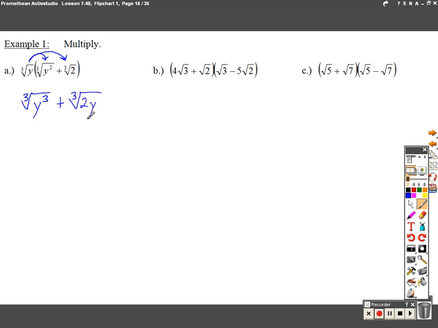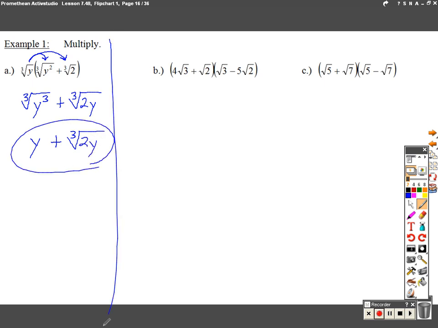Now I look to simplify these if I can. The first radical does simplify. 3 goes into 3 one time, so I can pull out one of these y's. No absolute value bracket since my index is odd. And the second radical does not simplify. So that's it. Now in letter B, since you have a two-termed expression times a two-termed expression, we are going to FOIL.